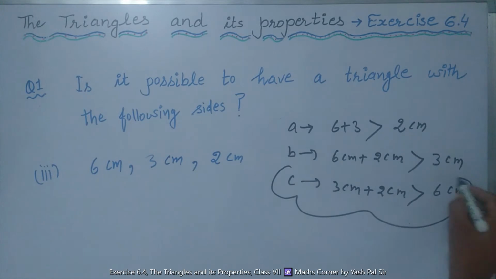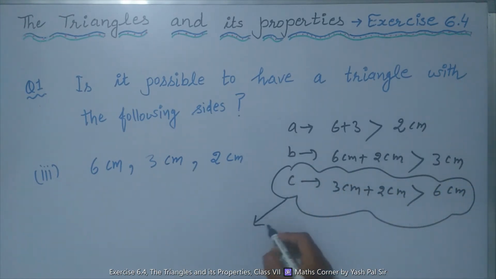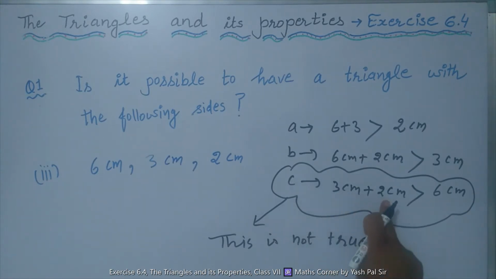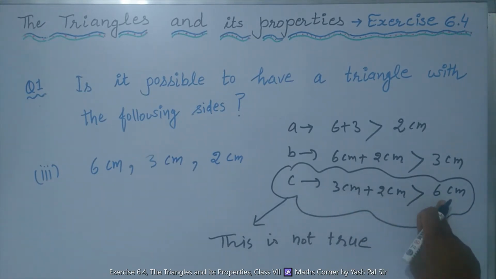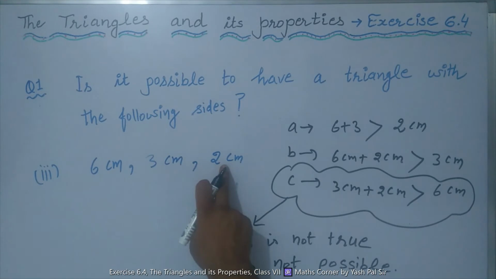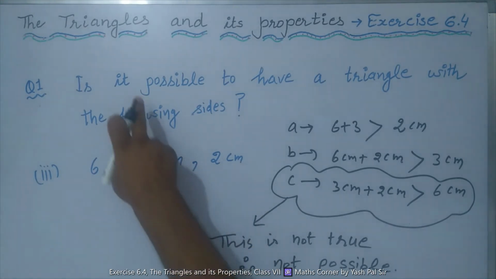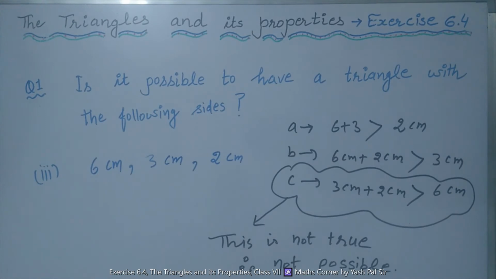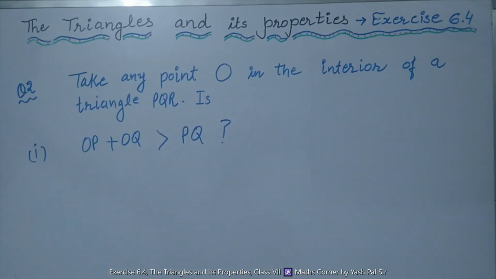No, this is not true, because 3 plus 2 means 5. 5 is never greater than 6 centimeter. So not possible. So what was the question? Is it possible to have a triangle with the following sides: 6 centimeter, 3 centimeter, 2 centimeter? No, this is not possible, is the answer. Now we come to question number 2 of the exercise.